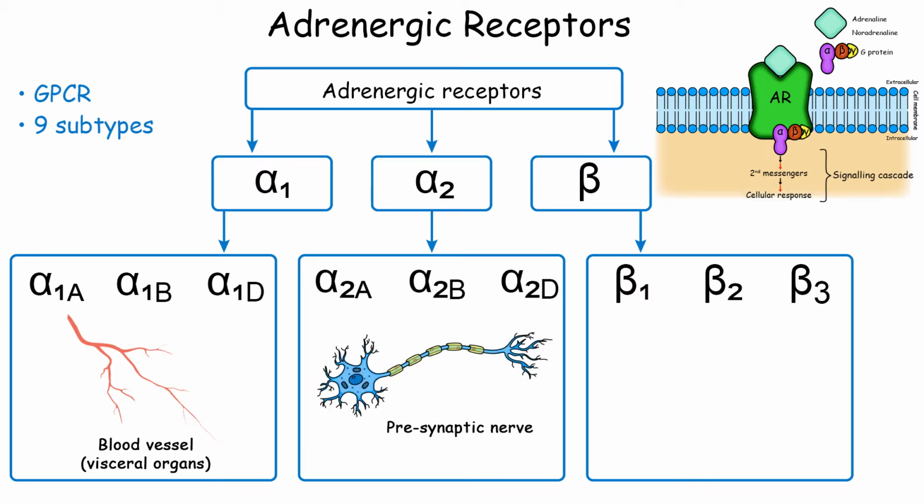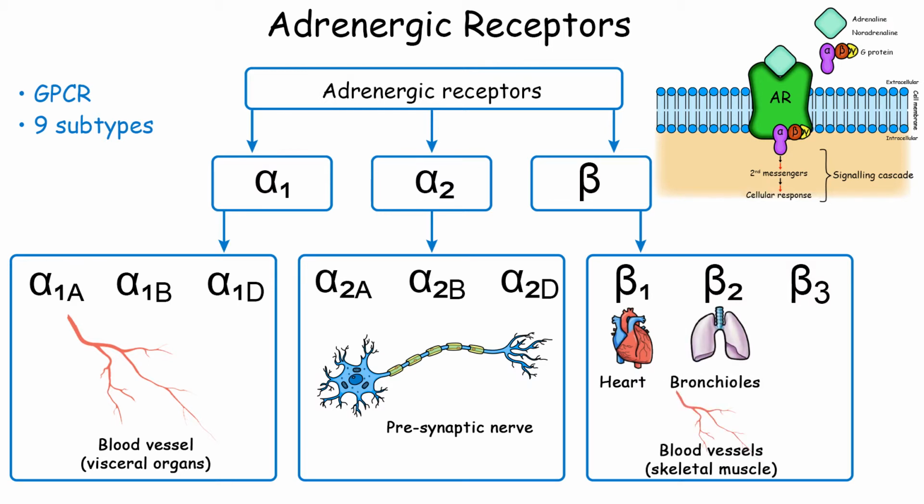On the other hand, beta-1 adrenergic receptors are predominantly expressed in the heart, while beta-2 adrenergic receptors are predominantly expressed on the smooth muscle of bronchioles and blood vessels that supply skeletal muscles. Beta-3 adrenergic receptors are predominantly expressed in adipose tissues and the urinary bladder.